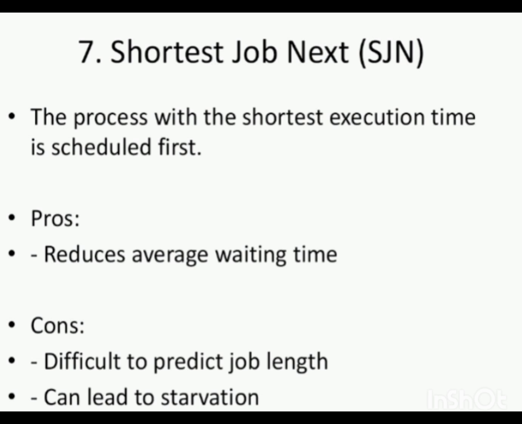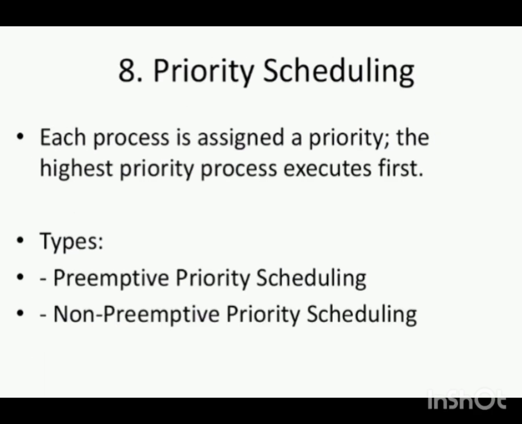Shortest job next: the process with the shortest execution time is scheduled first. It reduces the average waiting time. Disadvantages: it is difficult to predict job length, and it can lead to starvation of longer jobs. Priority scheduling: each process is assigned a priority, and the highest priority process is executed first.